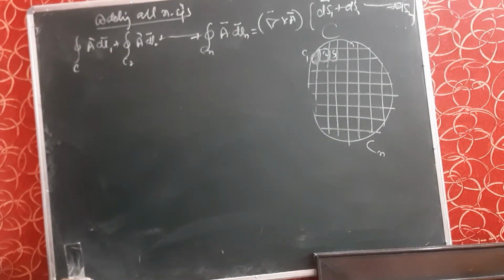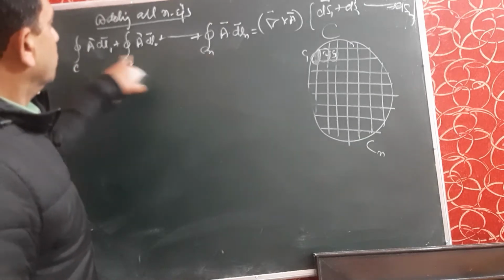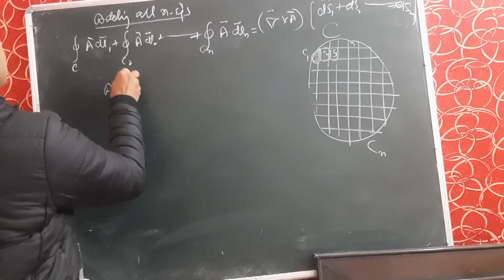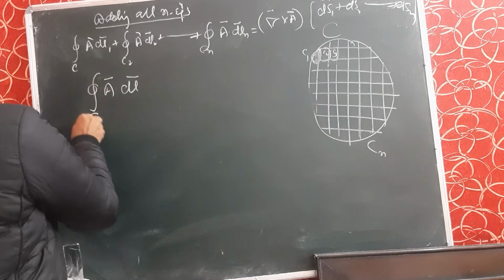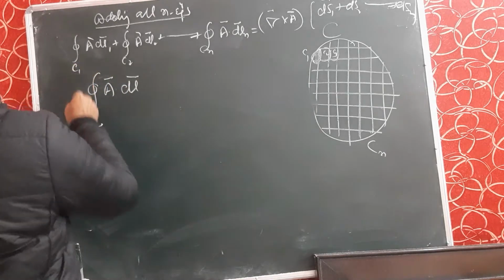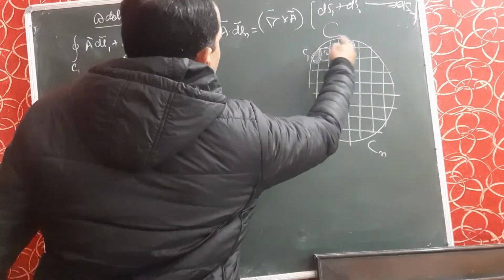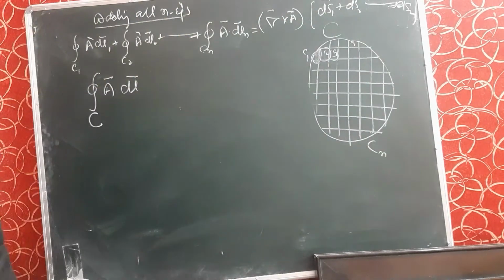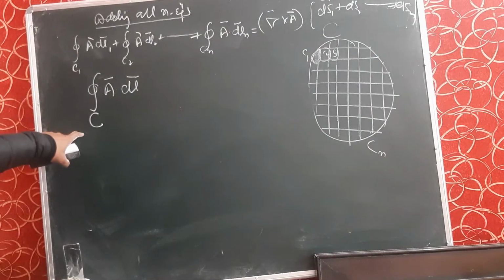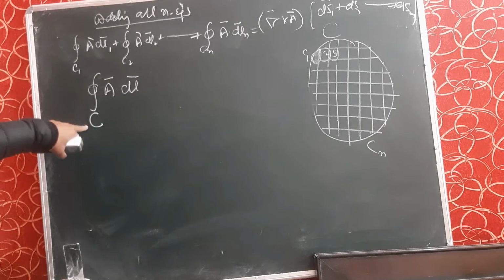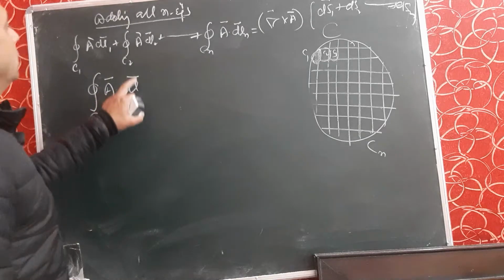Okay. So when we combine all the loops, this will become A dot dl for closed loop C, because on summing or adding this C1, then C2, C3, we will get ultimately closed loop C. So this is the physical meaning of this term. This addition is the whole loop C and A dot dl.